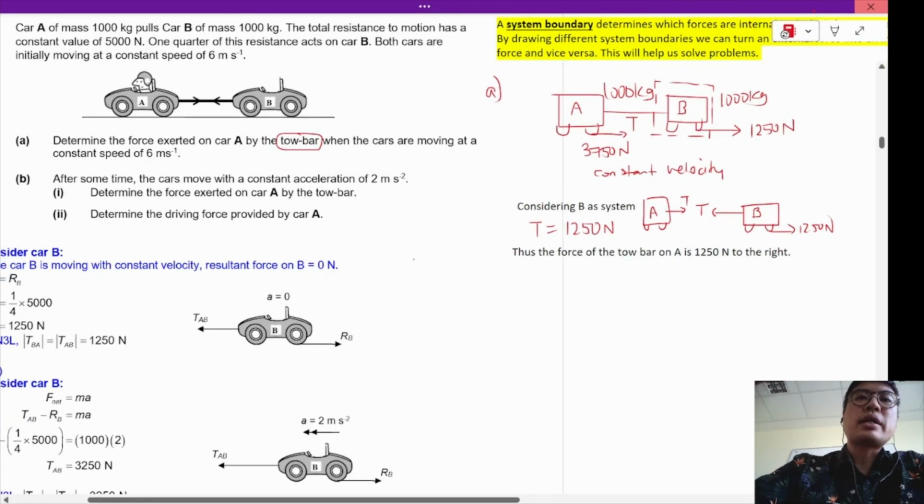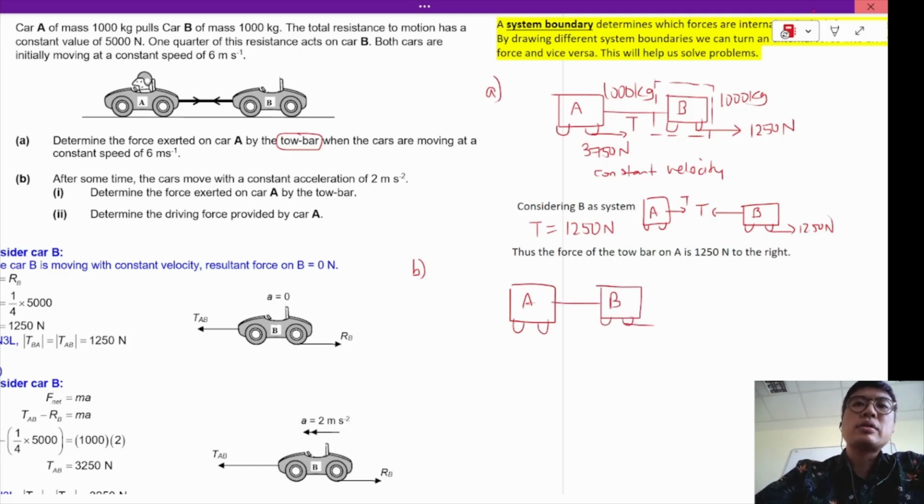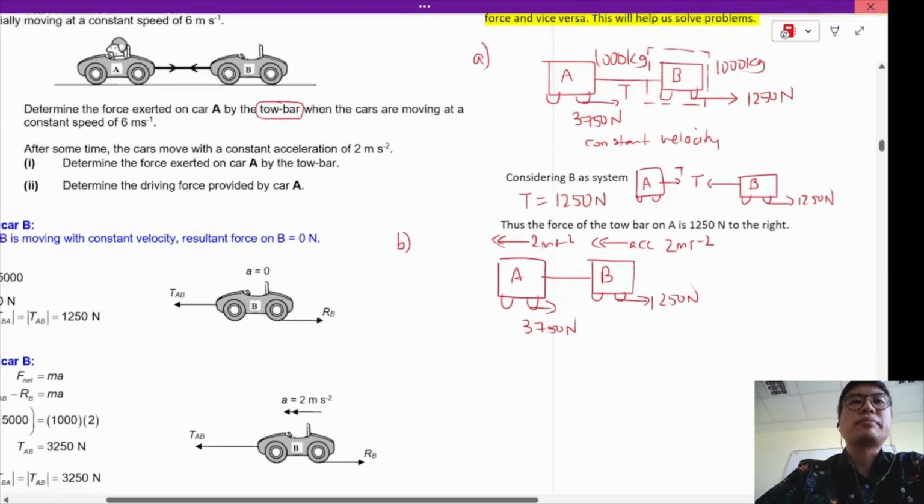Now part B is slightly more challenging. For part B, the cars move with a constant acceleration of 2 meters per second squared. So let's take a look at the system here, A and B. Now we assume that the resistance forces are still acting the same amount, since there's no other information given. Then here we have the acceleration of 2 meters per second squared to the left.